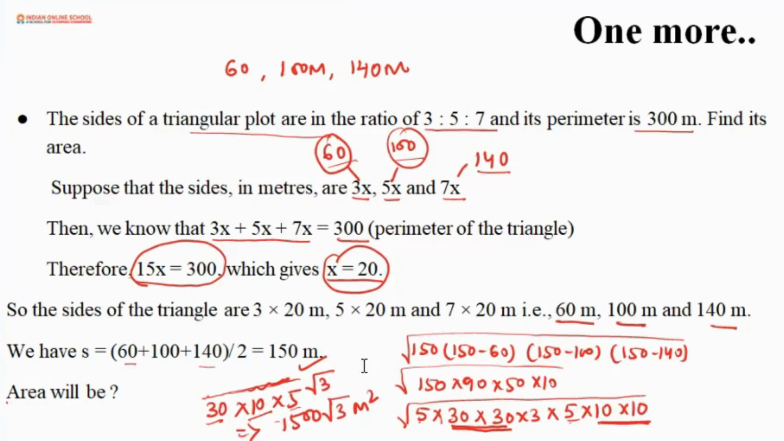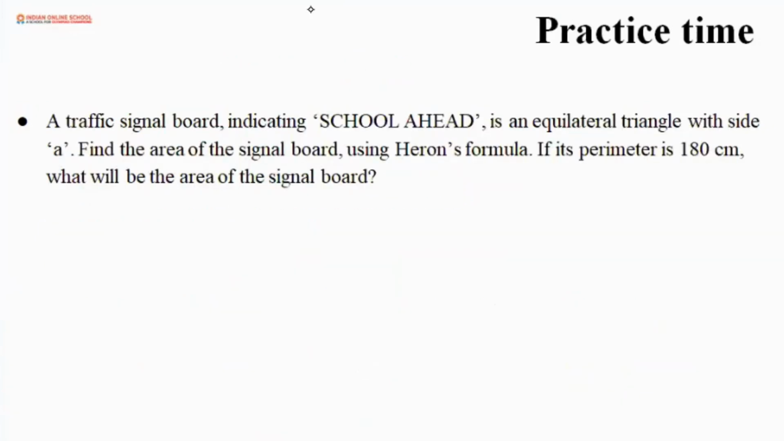Okay, ma'am, understood. Okay, this question. Now here we are supposed to find, okay, one signboard is there that is in the shape of an equilateral triangle. We are supposed to find the area of the signboard using Heron's formula if the perimeter is 180 centimeters. The signboard is in the shape of an equilateral triangle having all the sides as A and the perimeter is 180 centimeters. So first you need to figure out the side. Tell me what will be the side. 60. Very nice, 60. Now we are supposed to find its area by using side as 60.